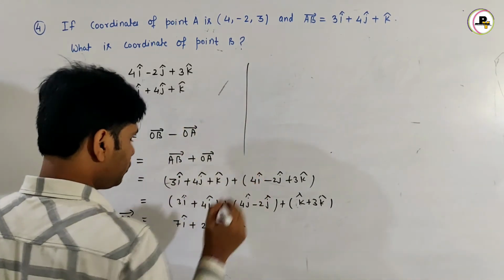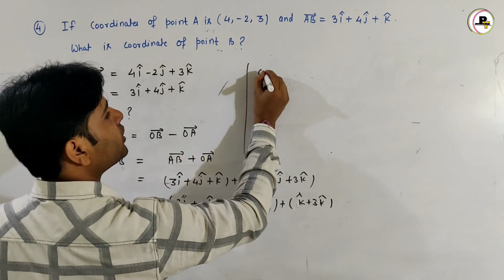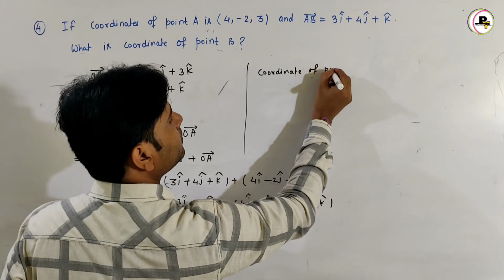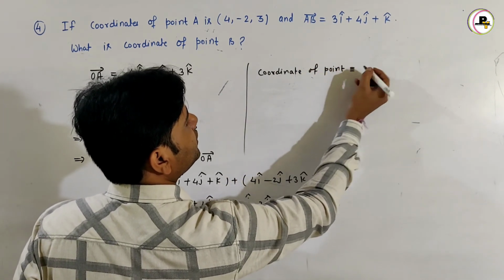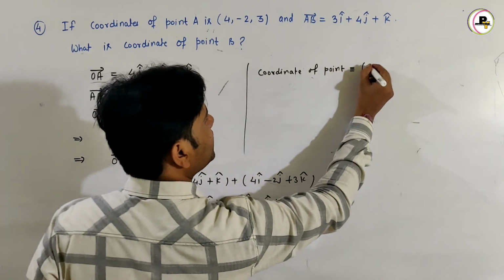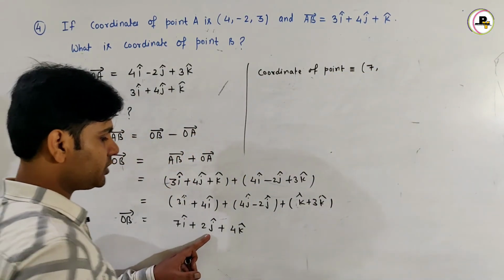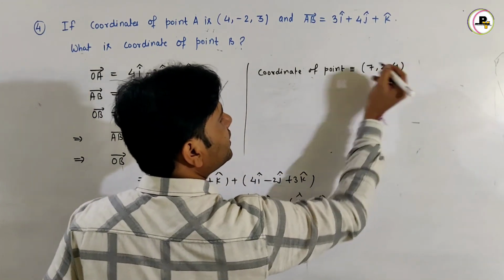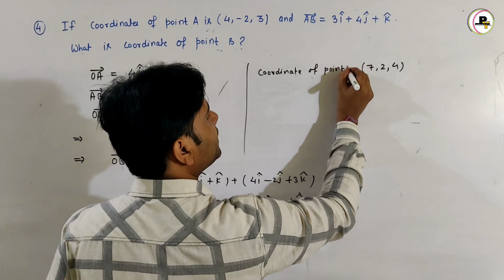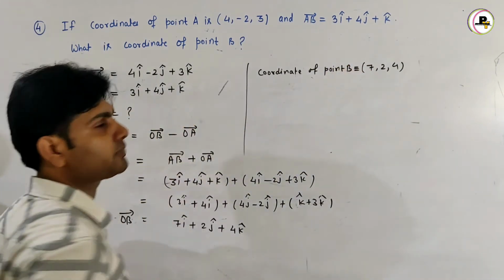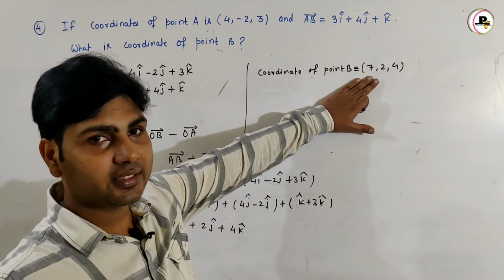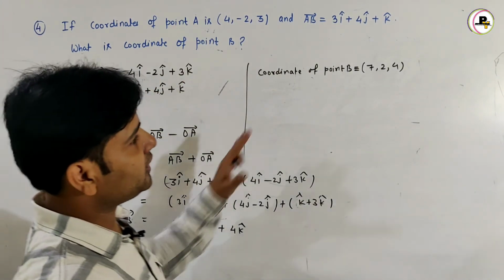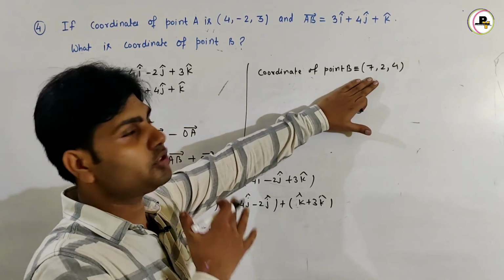So what are the position coordinates of point B? The coordinates of point B are 7 comma, what is the coefficient of j? It is 2, and what is the coefficient of k cap? It is 4. These are the position coordinates of point B. Alright, so position coordinates can be written in terms of position vectors, and position vectors can also be written in terms of position coordinates.